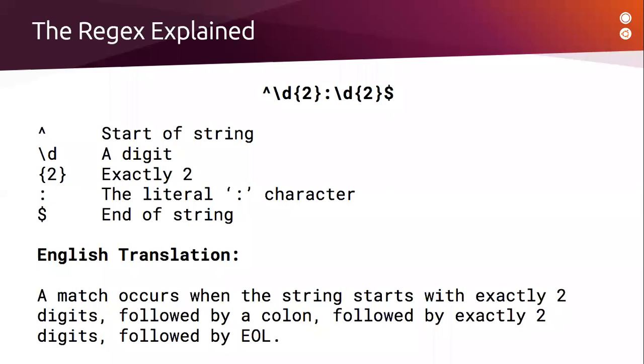The next thing in there is \d, which is regular expression for a digit, any digit. And the 2 in curly braces means whatever the character that came before is, in this case a digit, I need exactly 2 of them. So I need exactly 2 digits, followed by a colon, the actual character, a colon, followed by any 2 digits.